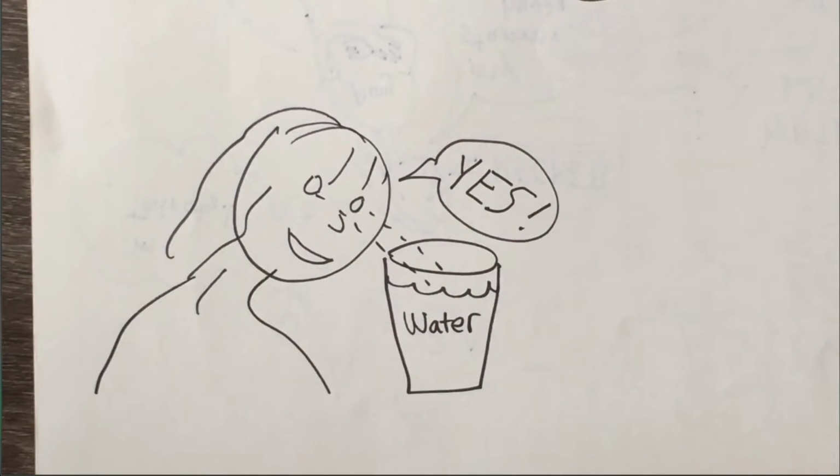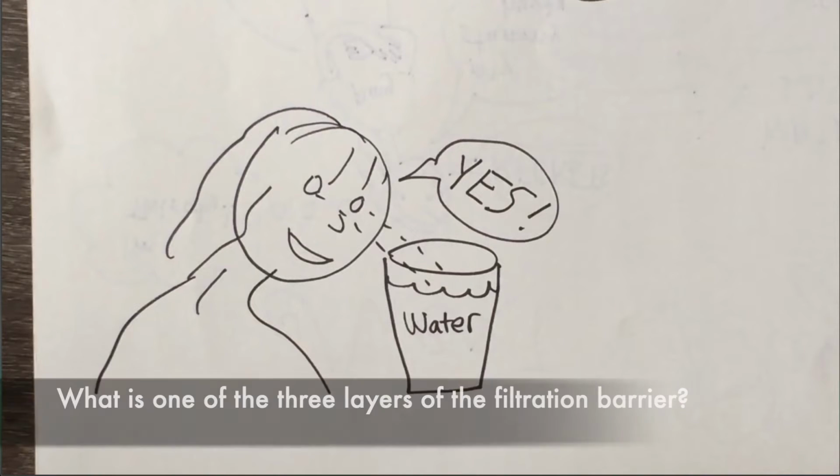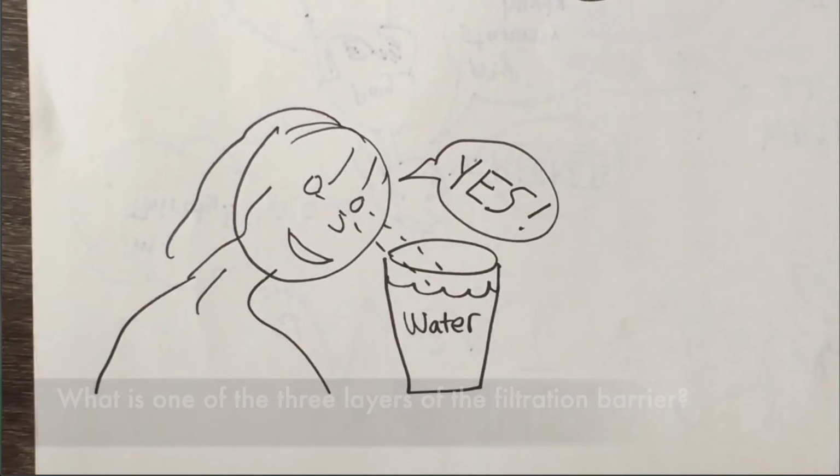Now that you know everything about renal physiology, let's check your knowledge. Feel free to pause the video and take your time answering these questions. What is one of the three layers of the filtration barrier? Capillaries made of endothelium cells, basement membrane, or a single cell lining of the epithelial cells called podocytes.